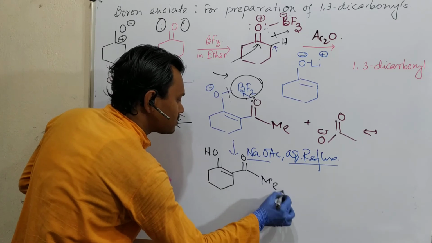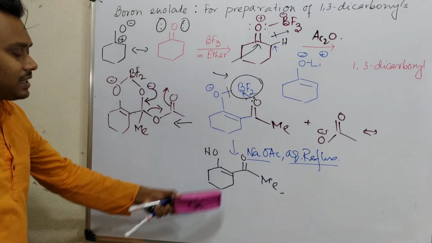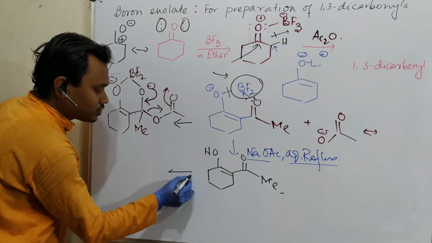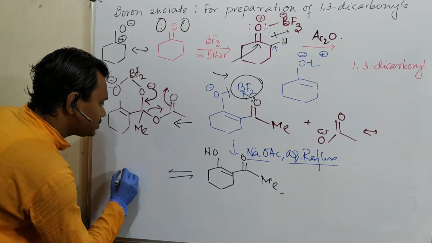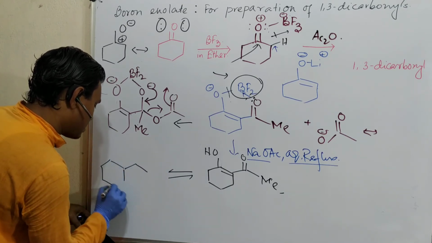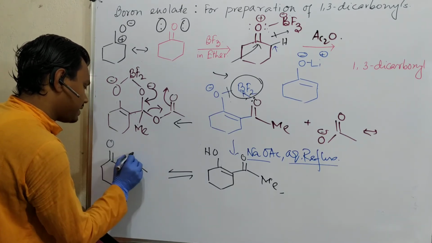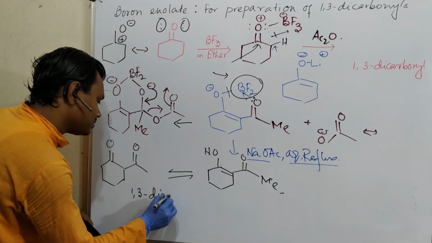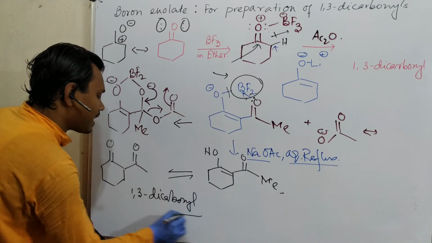Okay. Now see, this is nothing but the enol form of the 1,3-dicarbonyl compound, so it can instantly tautomerize to the corresponding keto form, this and this, and this is the final 1,3-dicarbonyl. So I guess you have understood the last part.